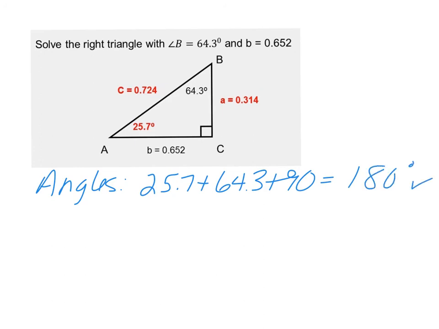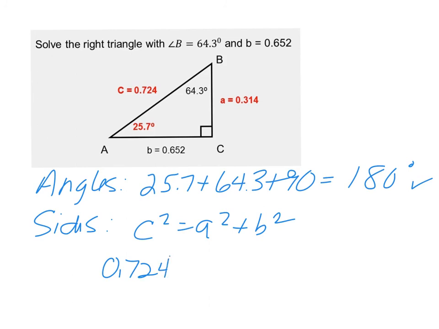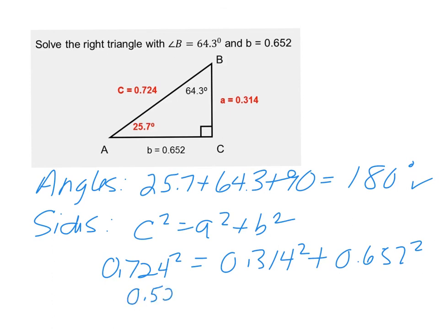The next step is to check my sides, and to check my sides I'm going to use the Pythagorean theorem, which is c squared is equal to a squared plus b squared. C is equal to 0.724 squared. A is equal to 0.314 squared, and B is 0.652 squared. So if I do 0.724 squared, it comes out to be 0.524. And if I add 0.314 squared and 0.652 squared, it gives me 0.524.